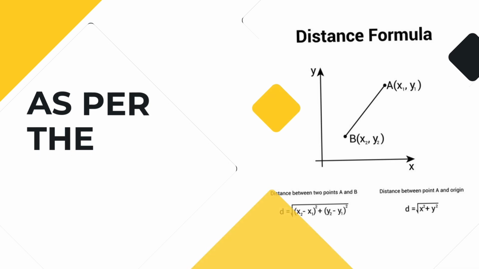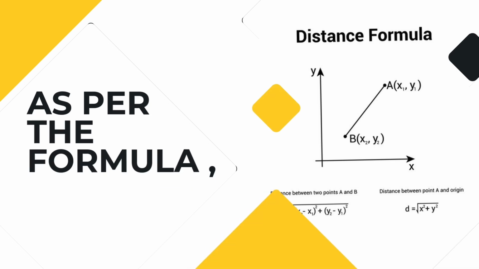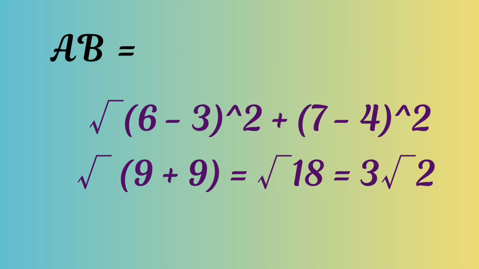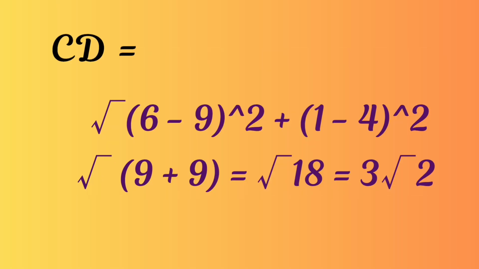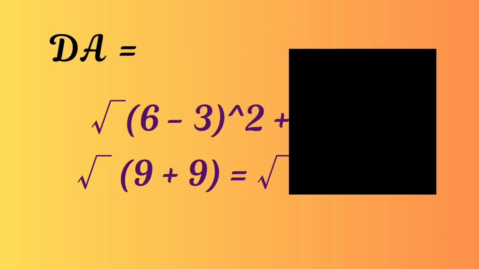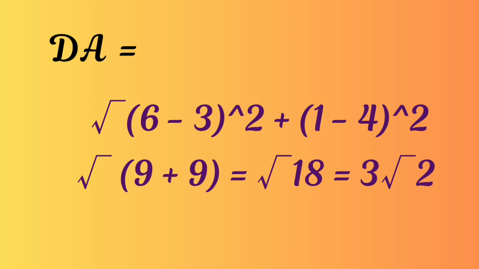Now, as per the distance formula, AB is equal to root of (6 minus 3) whole square plus (7 minus 4) whole square, that is equal to 3 root 2. Similarly, BC is equal to root of (9 minus 6) whole square plus (4 minus 7) whole square, that is equal to 3 root 2. Then CD is equal to root of (6 minus 9) whole square plus (1 minus 4) whole square, that is equal to 3 root 2. AD or DA is equal to root of (6 minus 3) whole square plus (1 minus 4) whole square, that is equal to 3 root 2.